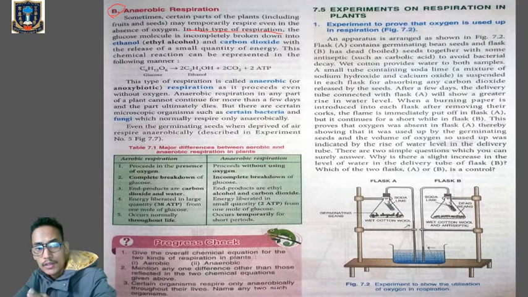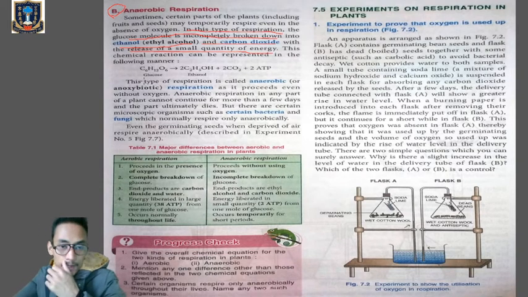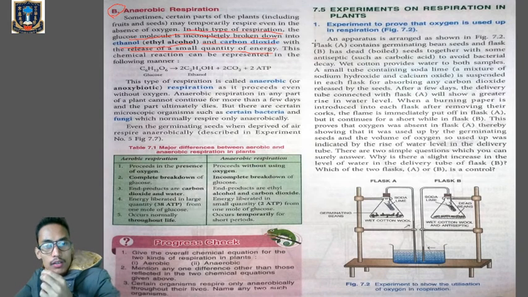In aerobic respiration, there was complete oxidation of the glucose molecule. But over here, in the absence of oxygen, in anaerobic respiration, the glucose molecule is incompletely broken down into what? Into ethyl alcohol or ethanol and carbon dioxide with the release of a small quantity of energy. Can you see over here? Only a small quantity of energy will be produced in anaerobic respiration.